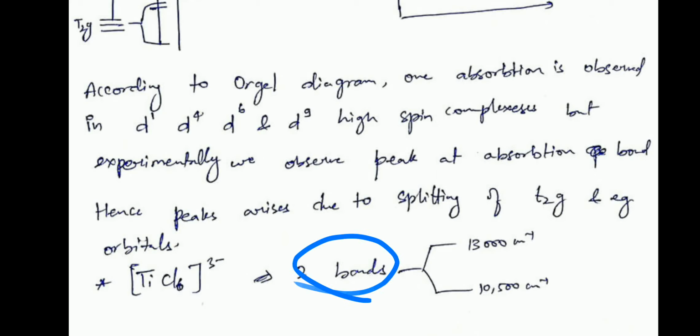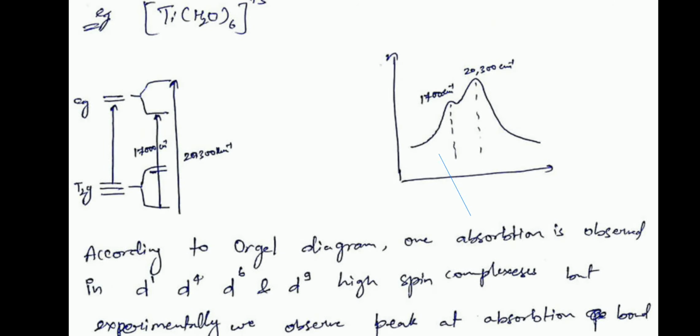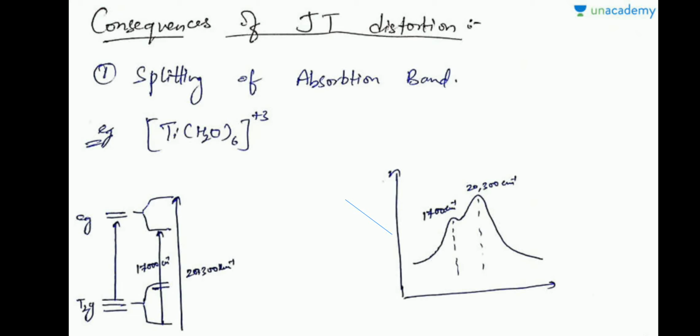One you will get at 13,000 centimeter inverse, and the other you will get at 10,500 centimeter inverse. So this is how the splitting of your absorption band happens due to Jahn-Teller distortion.